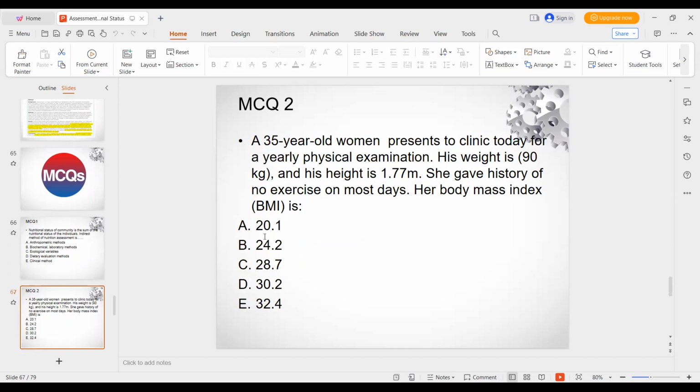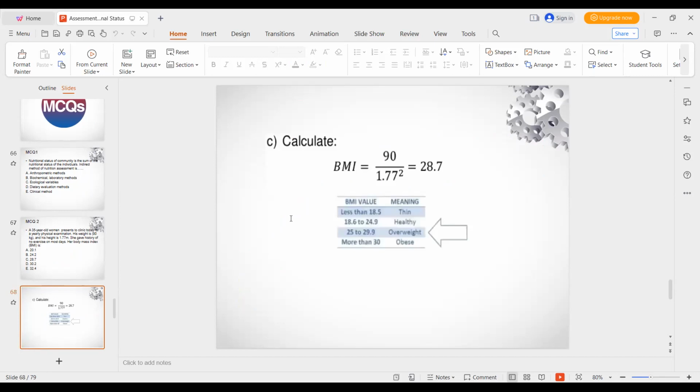MCQ number 2, a 35-year-old woman presents to clinic today for a yearly physical examination. Her weight is 90 kg and height is 1.77 meter. She gave history of no exercise on most days. Her body mass index is A 20.1, B 24.2, C 28.7, D 30.2, and E 32.4. It's C, 28.7. This is calculation of BMI.